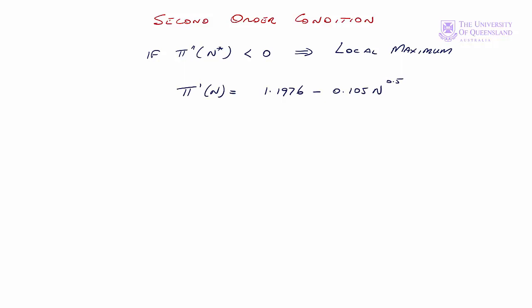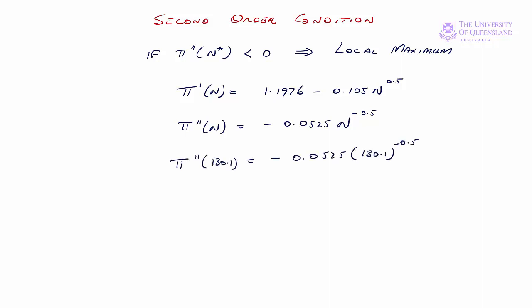Our first derivative of the profit function is this. So the second derivative will be, well, it'll be minus 0.105 times a half. So it'll be minus 0.0525 n to the minus 0.5. That's our second derivative. We want to evaluate that at our stationary point. So we substitute in 130.1, and that's equal to minus 0.0046. Therefore, we have a local maximum at n equals 130.1.